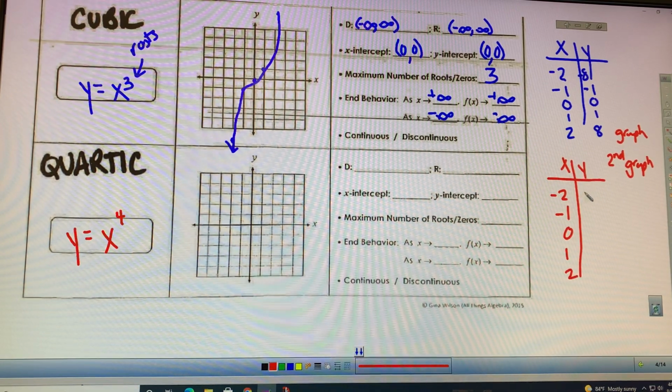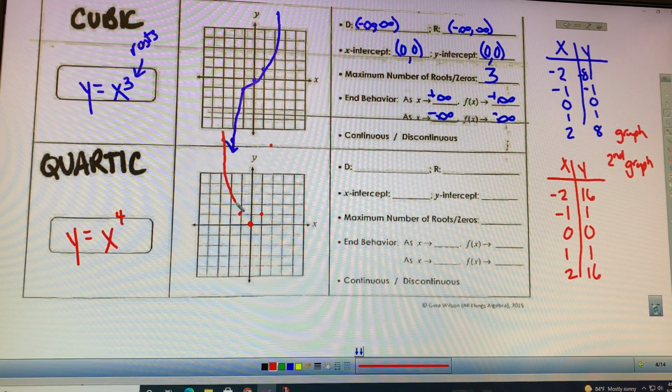-2 to the 4th power is going to be 16. That's 1, that's 0, that's 1, and that's 16. Again, I get this from my calculator or by plugging in. So 1, 1, 2, and 16. And I really wish that you would graph this one because it looks very much like a quadratic, but it gets very flat right there, and then it goes on up. So that's just a rough sketch.